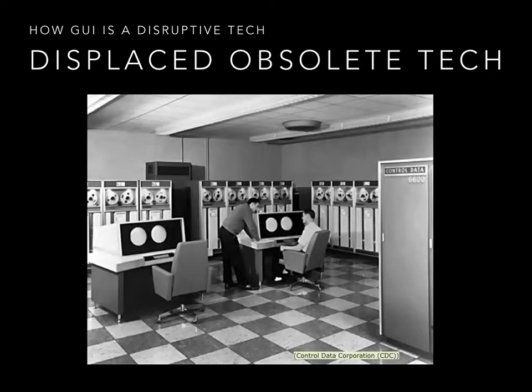And one of these more effective manners in which GUIs helped, and they displaced obsolete technology, you can see in the picture there, an example of a CDC 6600, which in 1964 was the best computer in the world. And it worked by swapping out cassettes and tape reels for memory, and then also putting in punch cards for users to do input.